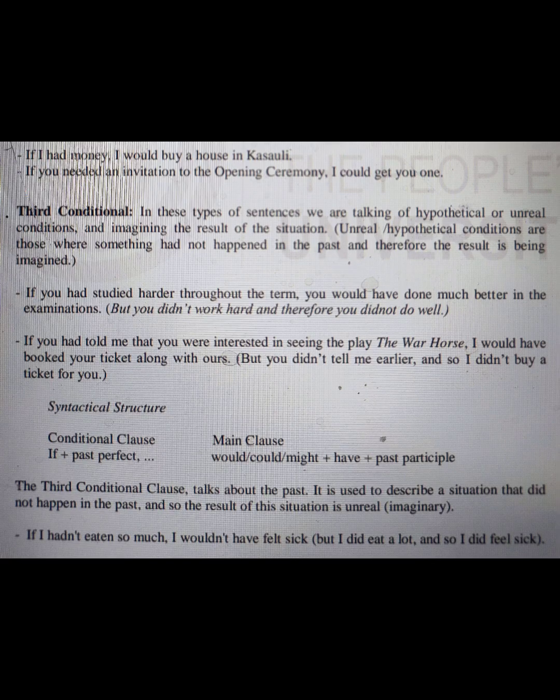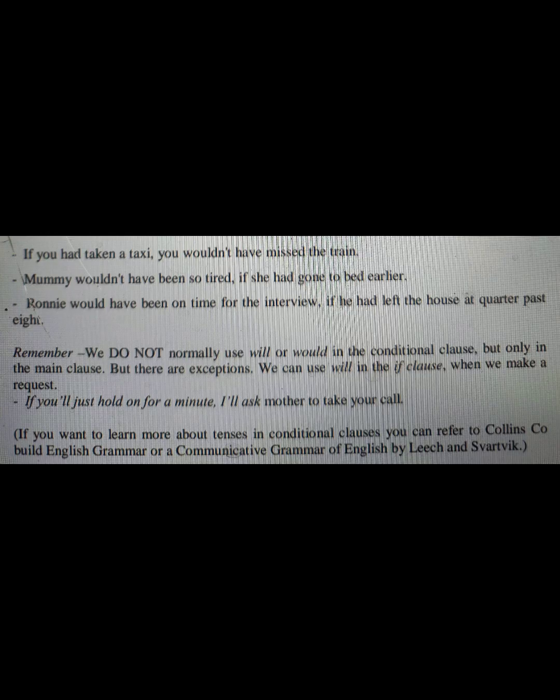The third conditional clause talks about the past. It is used to describe a situation that did not happen in the past, and so the result of this situation is unreal, imaginary. If I hadn't eaten so much, I wouldn't have felt sick, but I did eat a lot, and so I did feel sick. If you had taken a taxi, you wouldn't have missed the train. Mummy wouldn't have been so tired if she had gone to bed earlier. Ronnie would have been on time for the interview if he had left the house at 8:15.